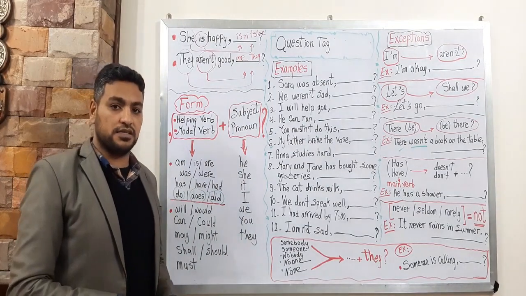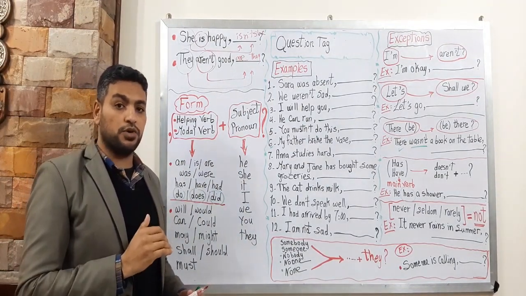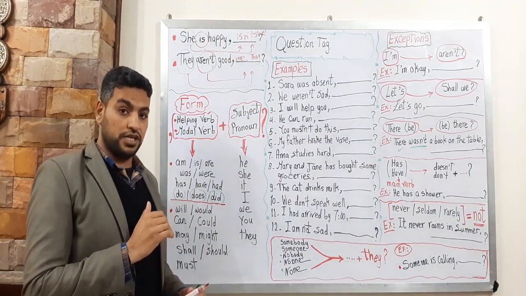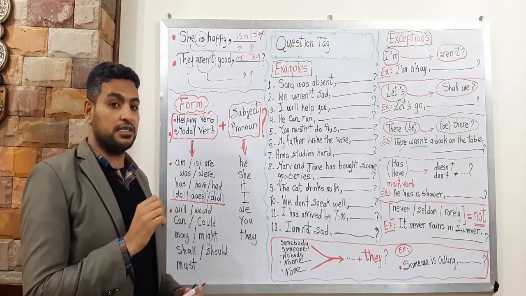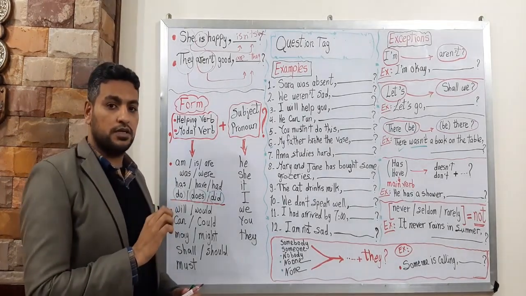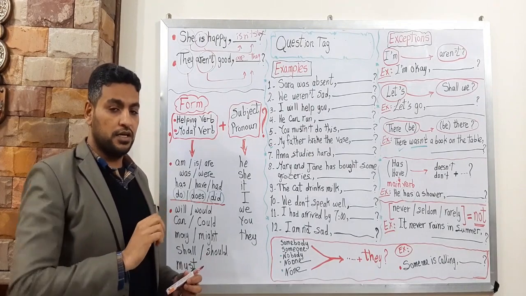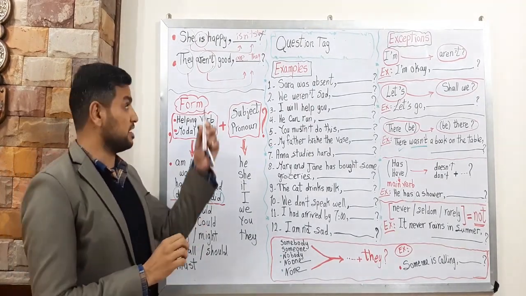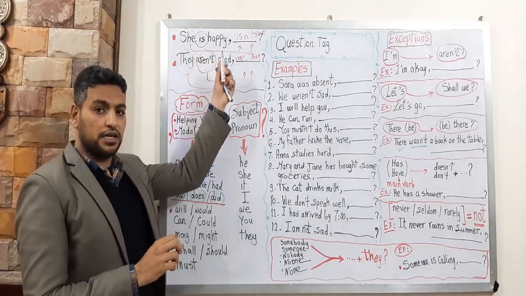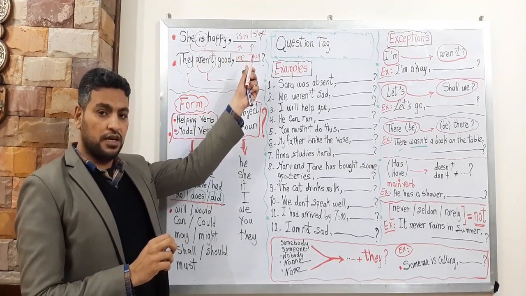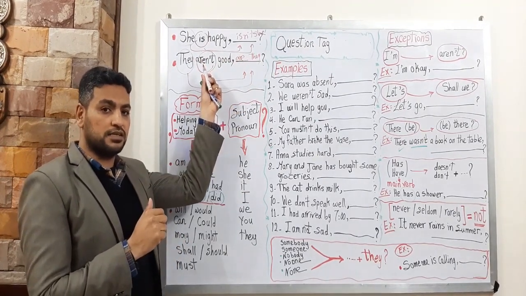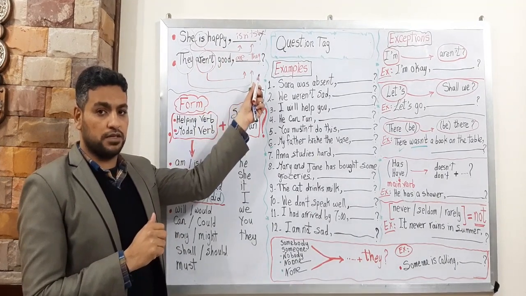So the first example, she is happy. It's a positive sentence, so the question tag will be negative: isn't she? And the second sentence is negative: they aren't good. So it will be are they. So we can understand that if the sentence is positive, the question tag will be negative, and the opposite: if the sentence is negative, the question tag will be positive.